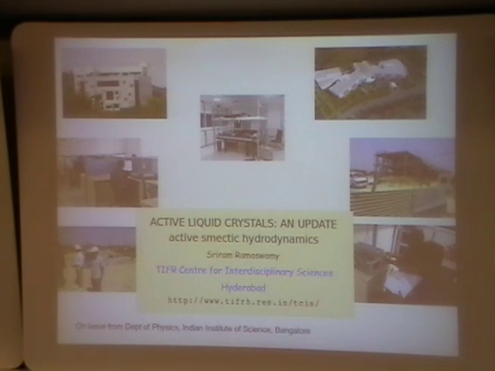Fancy experiments. I'm a theoretical condensed matter physicist. I work at a new institute in Hyderabad, and I'm still associated with the Interdisciplinary Science Bangalore. That's where we are now. That's the drawing of where we will be in a year. These are some colleagues. That's the construction site.